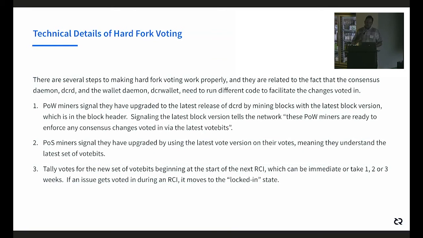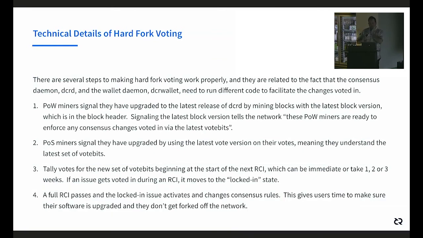If an issue gets voted in, it gets locked in, and then a full rule change interval passes, and then the locked-in issue activates and changes the consensus rules. So basically, the last part is a delay. This whole process is actually very similar to the BIP9 process that's used by Bitcoin Core for doing soft fork upgrades. We took that process and built it out so that it handled the proof of stake layer and allows for more substantive changes than soft forks.